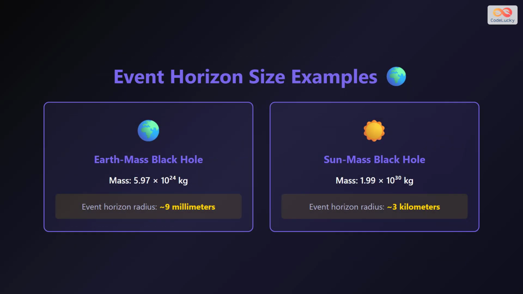Let's look at some concrete examples to understand the scale. If we compressed Earth down to a black hole, its event horizon would have a radius of only about 9 millimeters. That's smaller than a marble. Now, if we did the same with our Sun, the event horizon would have a radius of approximately 3 kilometers. These examples show us just how incredibly dense black holes are. All that mass compressed into such a tiny region creates the extreme gravitational field that forms the event horizon.